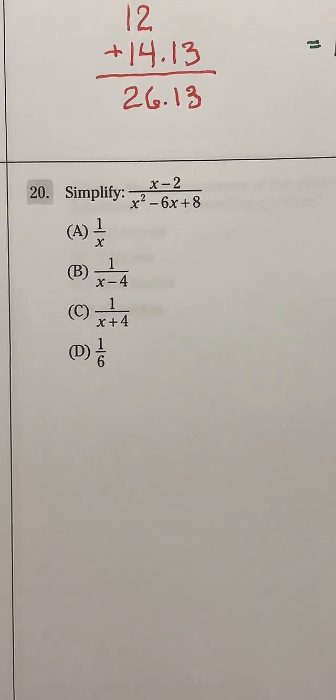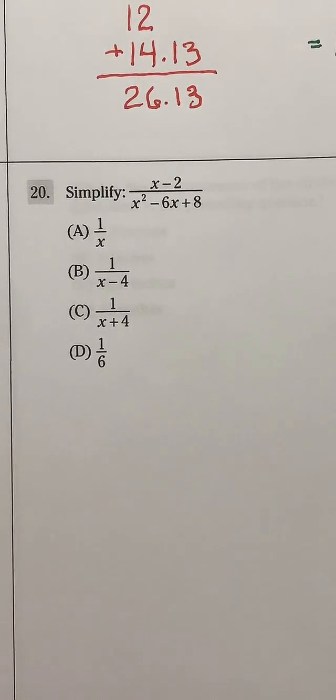So we have x minus 2 divided by x squared minus 6x plus 8. How are we going to solve it to get maybe answer A, which is 1 over x, B, 1 over x minus 4, C, 1 over x plus 4, or D, 1 over 6? Now, if you're one of my seasoned people, you probably haven't seen this since you were a fetus. Or you may have never seen it at all. But don't feel bad, okay?